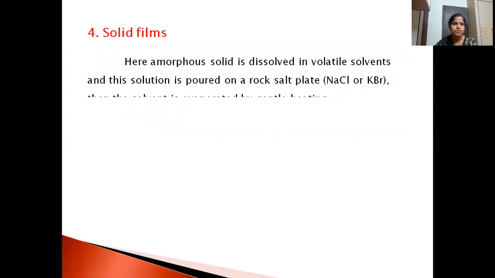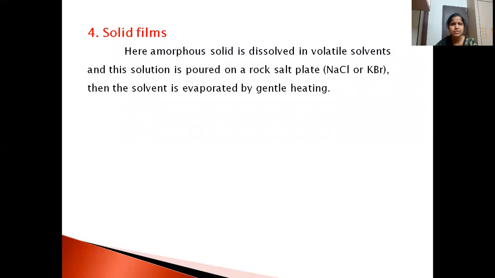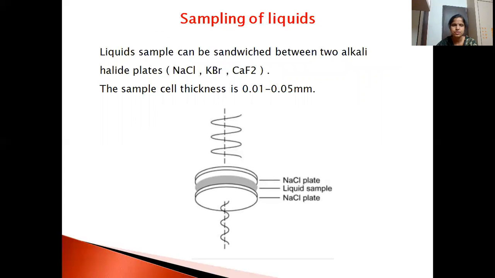Then solid films. The solid is dissolved in volatile solvents, and this solution is poured on a rock salt plate, made up of sodium chloride or potassium bromide. The solvent is evaporated just by gentle heating. That is the solid film you will get, which we can use.